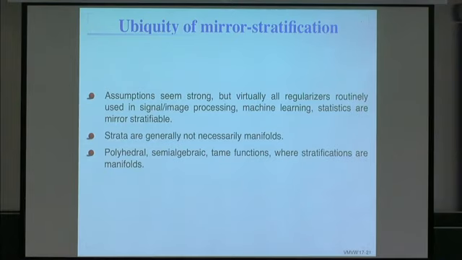And there are a lot of functions which are mirror-stratifiable. For instance, polyhedral functions, semi-algebraic functions, in general tame functions, where we know from o-minimal geometry and semi-algebraic geometry that they admit stratifications, and we call these Whitney stratifications, and it turns out that the strata in this case are even manifolds.